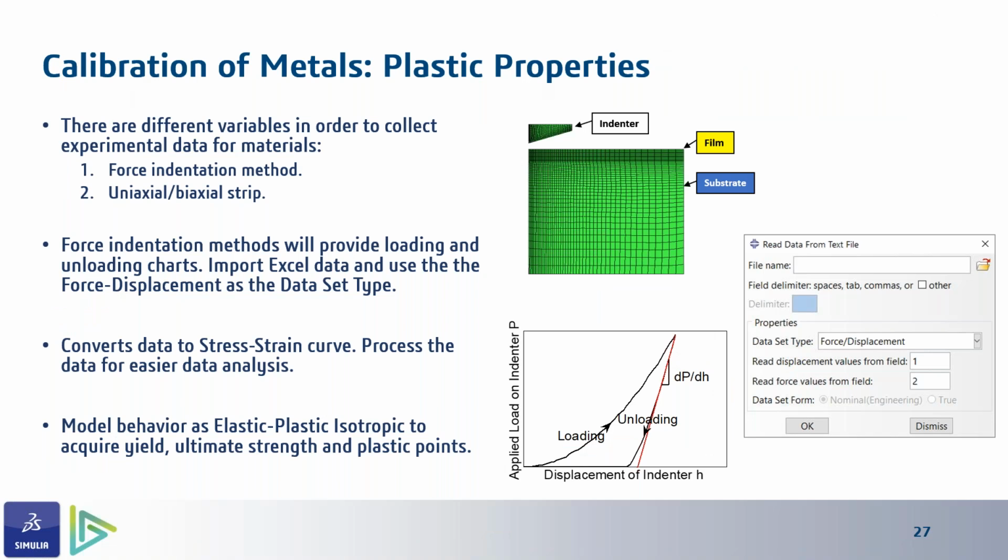Now, the way you could take the experimental data is divided into two main methods. One is the force indentation method, and the other is the uniaxial or biaxial test method. Force indentation is where you indent your substrate with a considerable amount of force by means of loading and unloading, and those data are then converted to stress strain curves when using them in Abaqus. Processing of those data is usually important to smoothen them, and then you could model the elastic plastic behavior using the material calibration options.